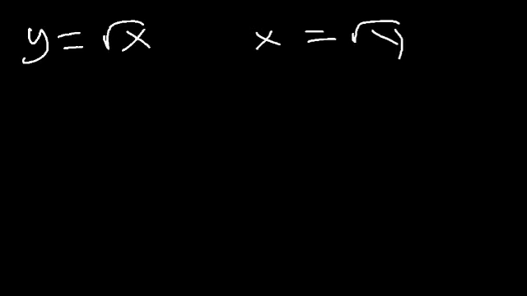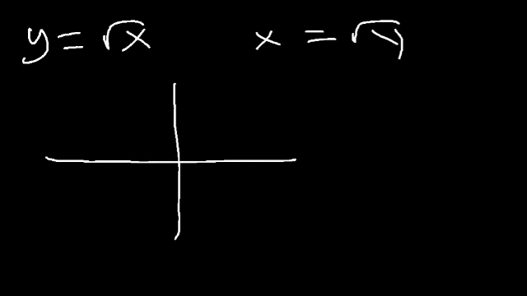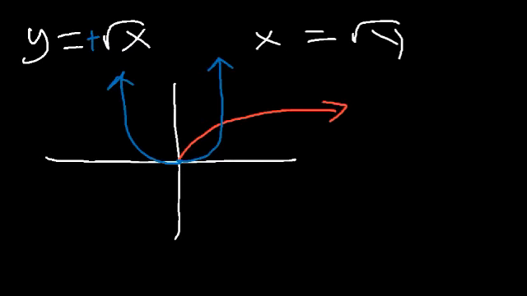So for example, if you have y is equal to the square root of x and x is equal to root y, these are inverses of each other. The square root of x function looks like this. This is positive root x. Negative root x would look like that, which we don't have. Now x equals positive root y. It looks like this. If it equals negative root y, we would have this region. Notice that these two are inverses of each other. As you can see, there's symmetry about the line y equals x.